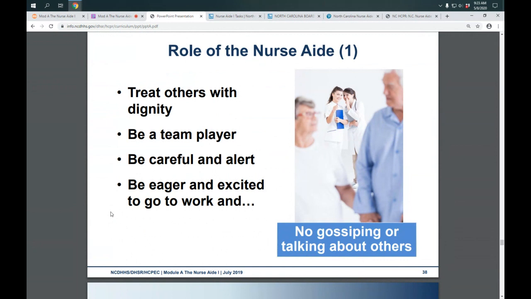All right, the role of the nurse aide: treat others with dignity, be a team player, careful and alert, eager, excited to go to work.